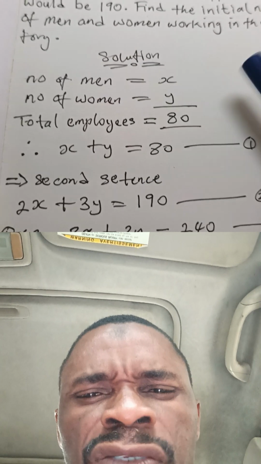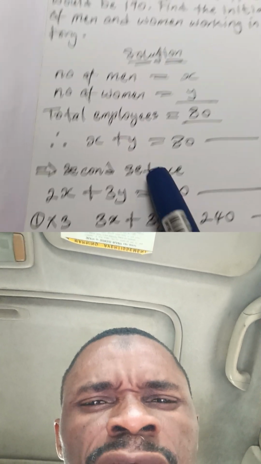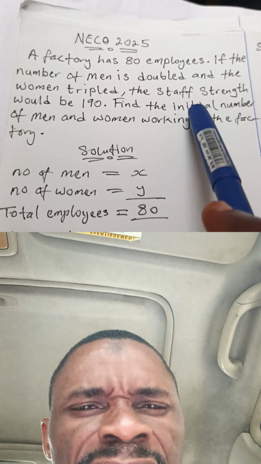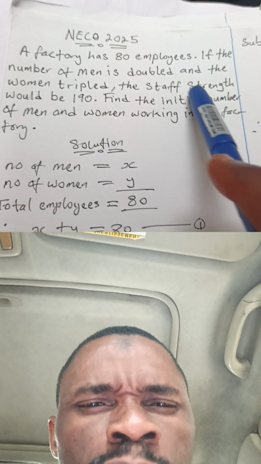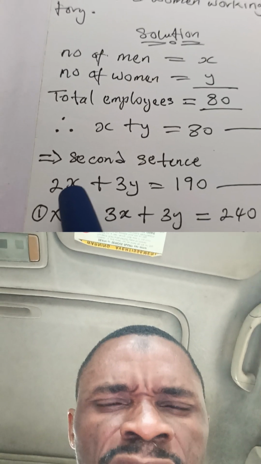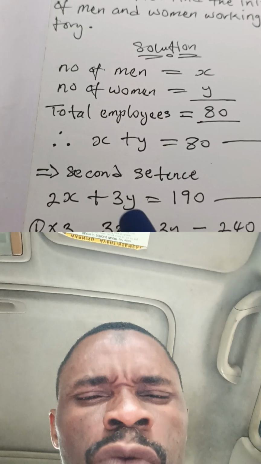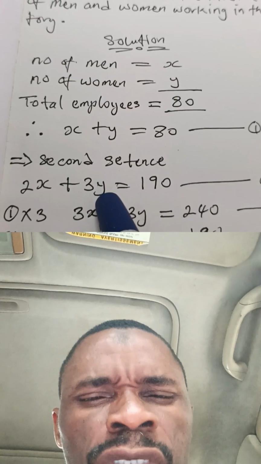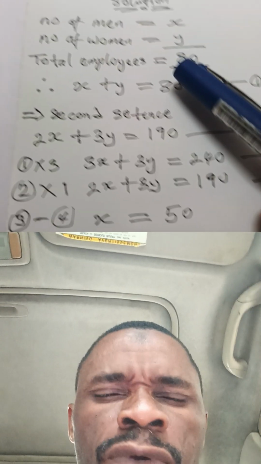Now let's go to the second sentence, which is a conditional statement, that if the number of men is doubled, while the women are tripled, the staff strength will increase to 190. So when you double the men, you have 2 times X. When you triple the women, you have 3 times Y. And everything will be 190. That's equation 2. So we are going to solve this.